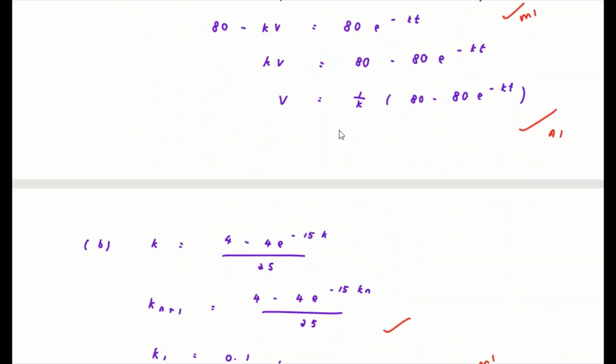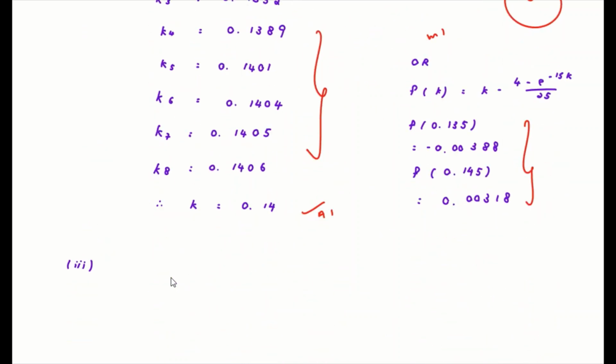Okay, so this is the thing. Then you have gotten your k in part B, right? So that's why you just substitute inside. So sorry, this is C, not part 3. Okay, part C.